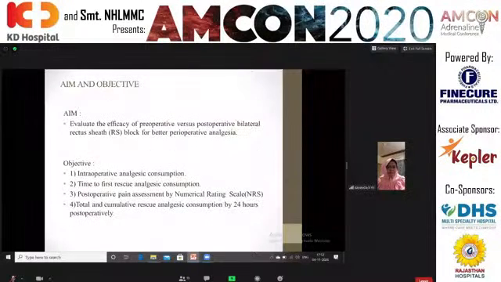Next, please. Aim of my study is to evaluate the efficacy of preoperative versus postoperative bilateral rectal sheath block for better perioperative analgesia. Objectives are intraoperative analgesic consumption, time to first rescue analgesia, postoperative pain assessment by NRS scale, and total and cumulative analgesic requirement over 24 hours postoperatively.